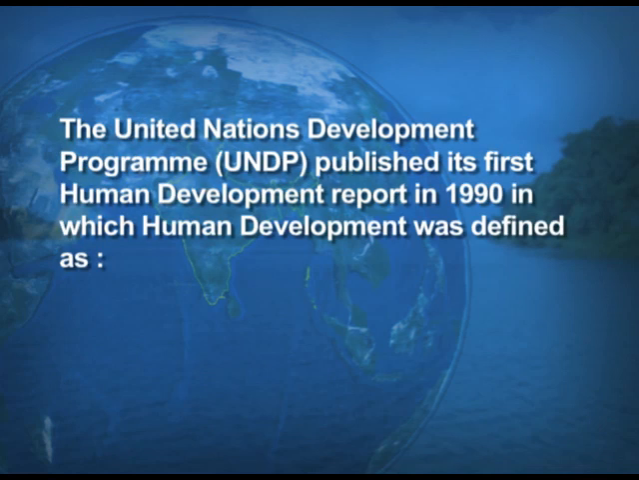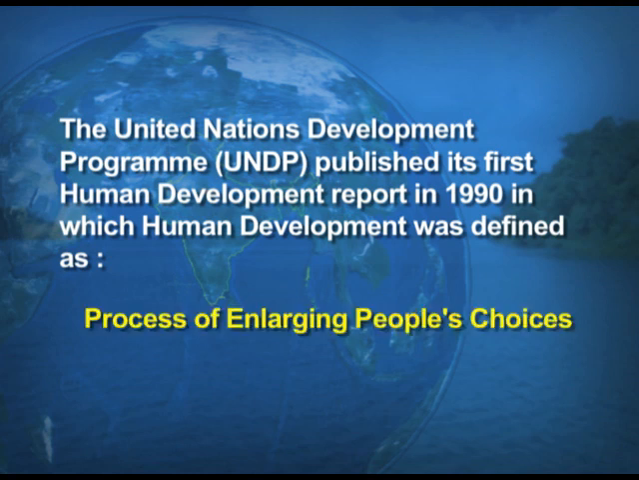The United Nations Development Program, that is UNDP, published its first Human Development Report in 1990, in which human development was defined as the process of enlarging people's choices. So, children, here the question arises: what do we understand by the choices of the people?